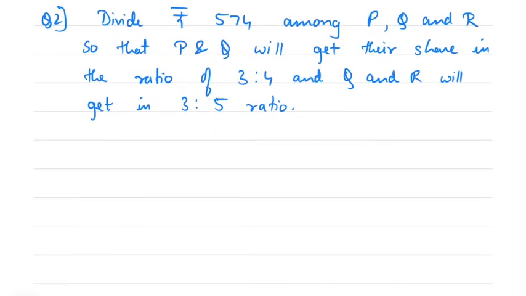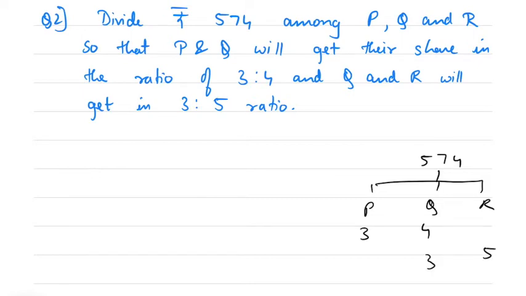Divide 574 among P, Q, R so that P and Q will get their share in the ratio of 3 is to 4 and Q and R will get a share in the ratio 3:5. So 574 you have to divide between P, Q and R in such a way that P and Q will get their share in the ratio of 3:4 and Q and R will get the share in the ratio of 3:5.